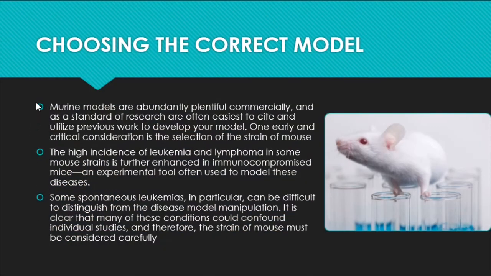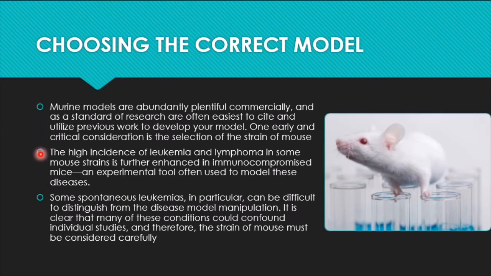Choosing the correct model. Murine models are abundantly plentiful commercially and, as a standard of research, are often easiest to cite and utilize previous work to develop your model. One early and critical consideration is the selection of the strain of mouse.